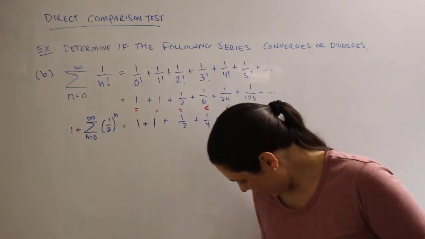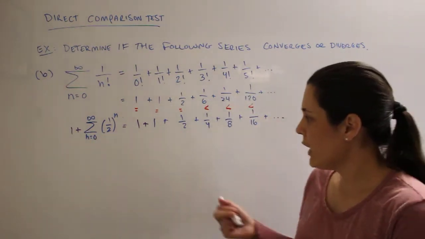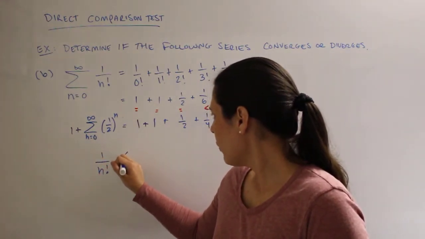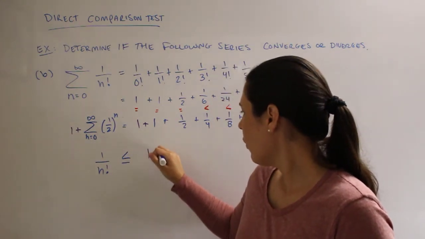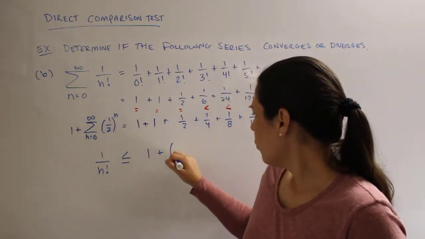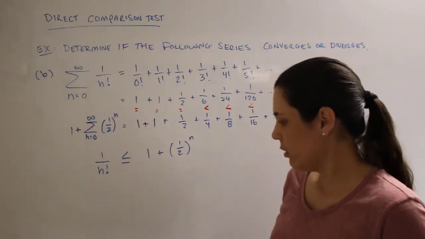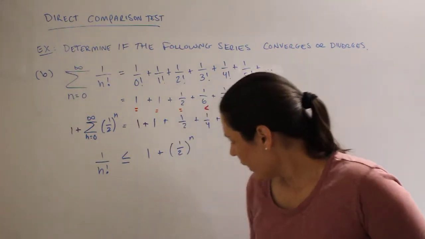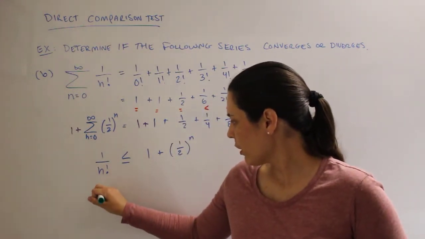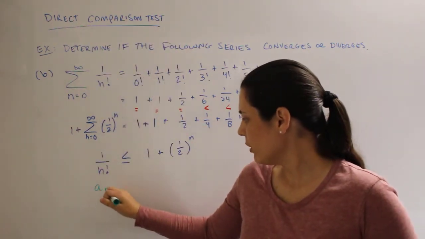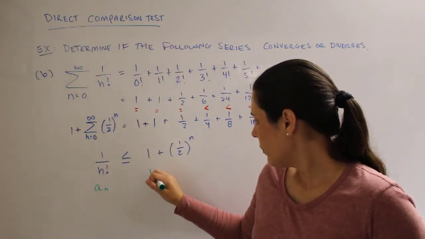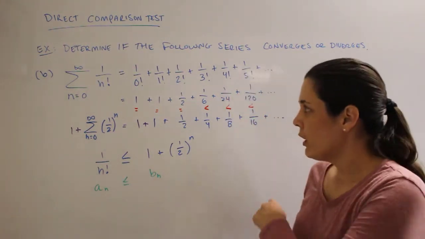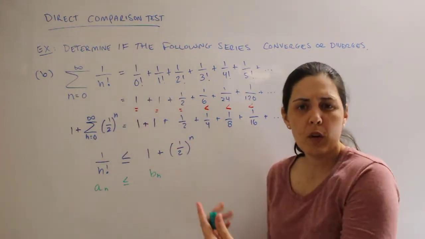All right, so we're answering that question. How do these two relate? So what we have is that 1 over n factorial is always less than or equal to 1 plus 1/2 to the nth power. Okay, there it is. So let's clarify. From our direct comparison test, we call the smaller one a sub n. We call the bigger one b sub n. And now we're ready to determine what we know about the one we picked. What do we know about it?